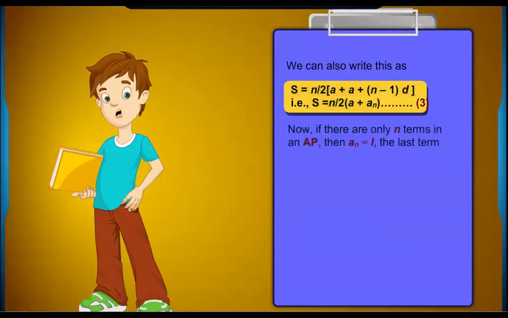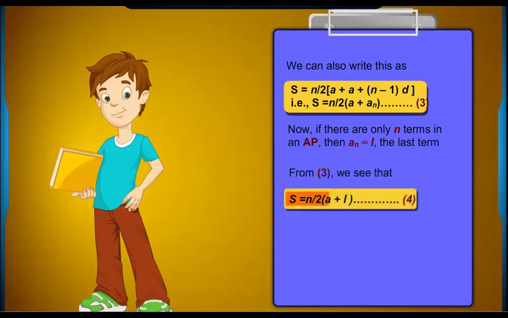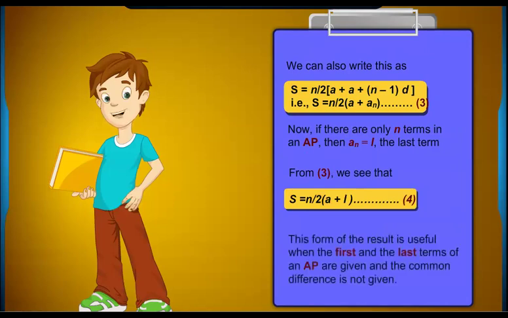Now, if there are only n terms in an AP, then an = l, the last term. From 3, we see that S = n/2 (a + l). This form of the result is useful when the first and the last terms of an AP are given and the common difference is not given.